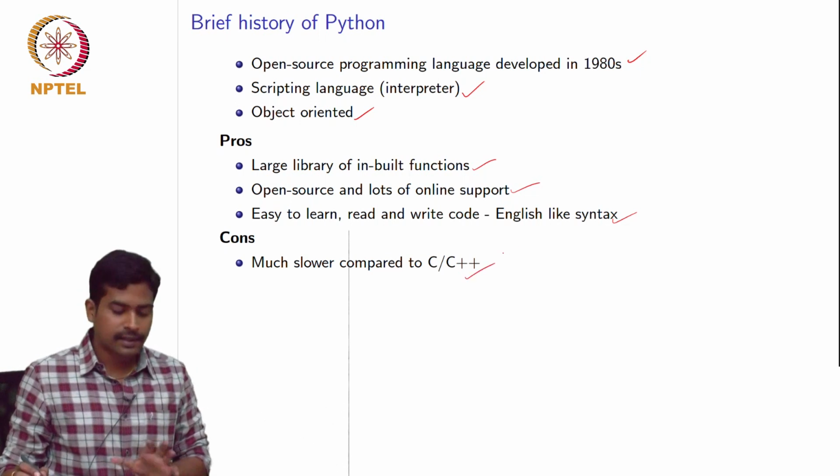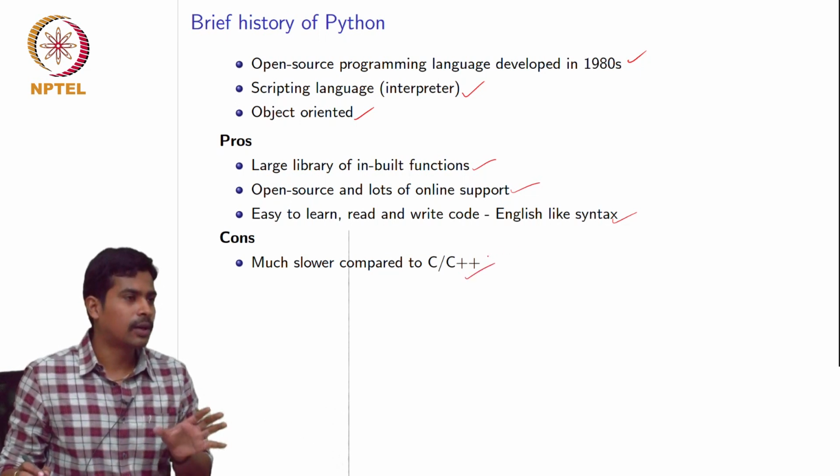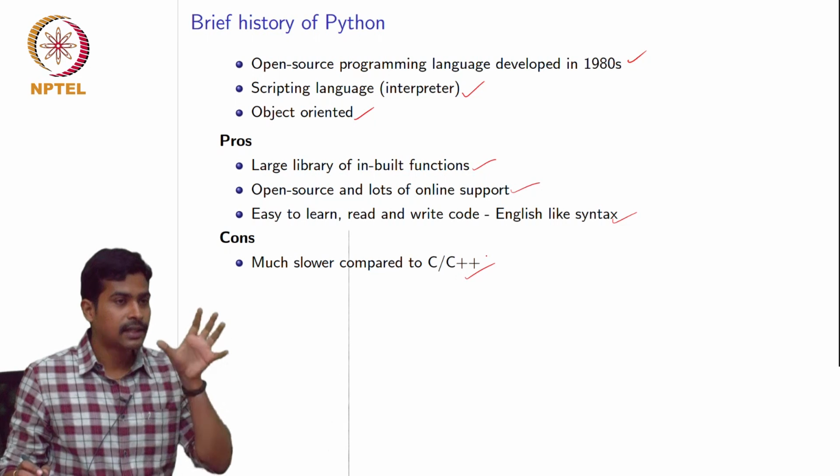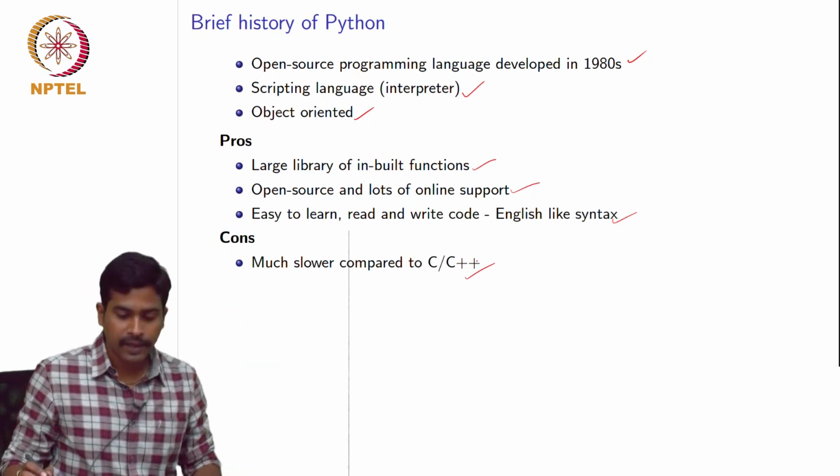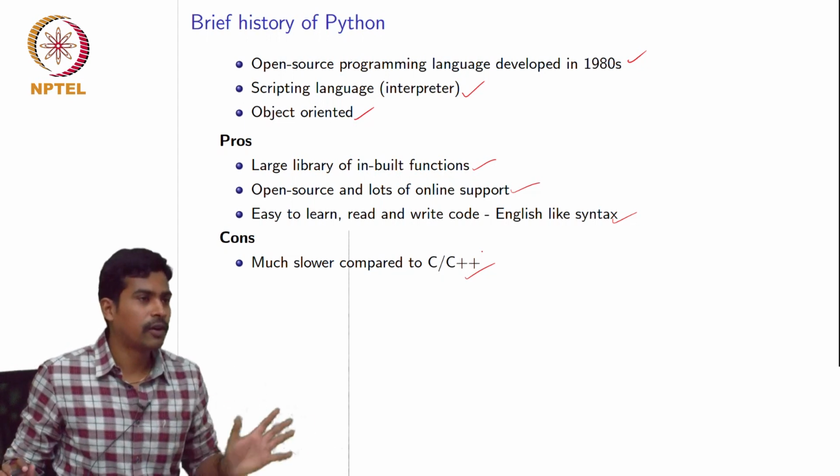The biggest disadvantage of Python is that it's very slow compared to the C language, because C is a lower level language and Python is a higher level language. So this is a brief overview of Python.